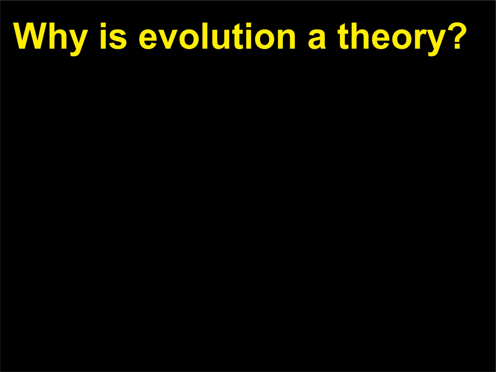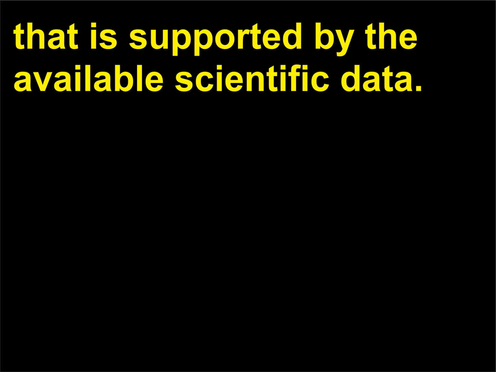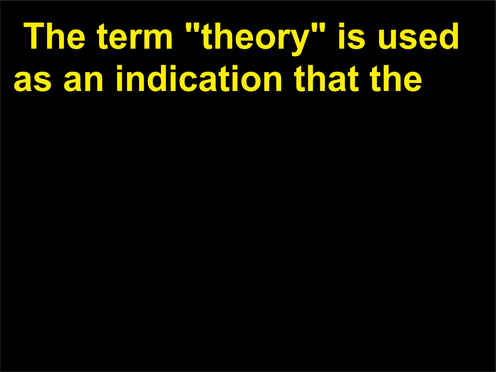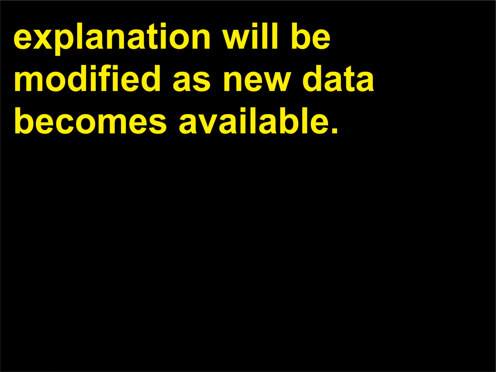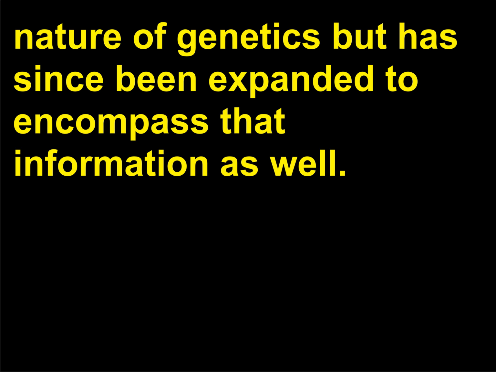Why is evolution a theory? A scientific theory is an explanation of observed phenomena that is supported by the available scientific data. The term theory is used as an indication that the explanation will be modified as new data becomes available. For example, the Darwin-Wallace theory was proposed prior to the discovery of the molecular nature of genetics but has since been expanded to encompass that information as well.